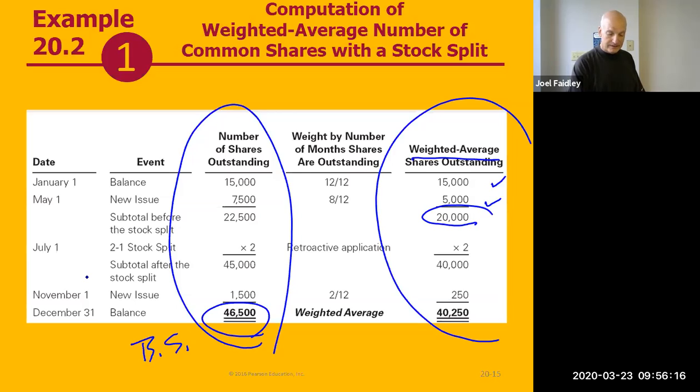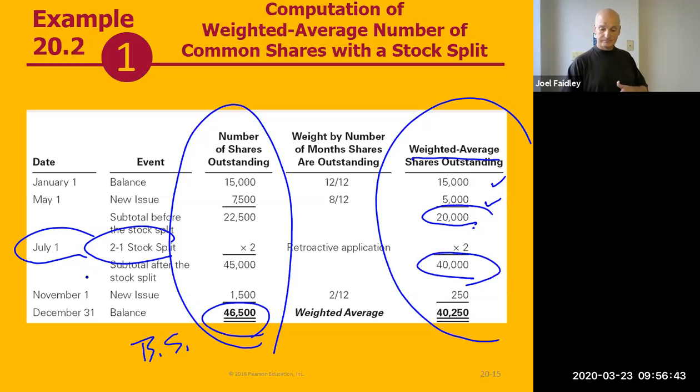And so it doesn't matter if this has been May 2nd or July 15th or even October, you're going to multiply that number by 2 to get 40,000. It's retroactive to the beginning of the year. And then finally, we issued 1,500 more shares after the stock split. All right, so if that's after the stock split, these aren't going to be doubled. It's after the split. So 2/12, which is November and December. 2/12 of that 1,500 is 250, so we add the 40,000 and the 250, that gives us 40,250 shares.